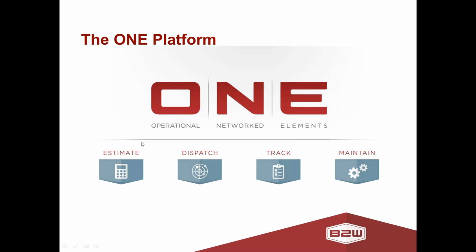So the first thing we'll talk about is the one platform. B2W Software offers 4 different products, which we refer to as elements. These elements are first the estimate element, which we'll be discussing mostly today. That's our estimating and bidding solution. We also have the ability, once you win the job, to dispatch your people, your equipment, material moves, equipment moves, and things across the different job sites you have. We also have the ability to track time, performance, material usage, subcontractor usage in the field. And we also have a product that handles the maintenance of your fleet for both break fix and equipment repairs.